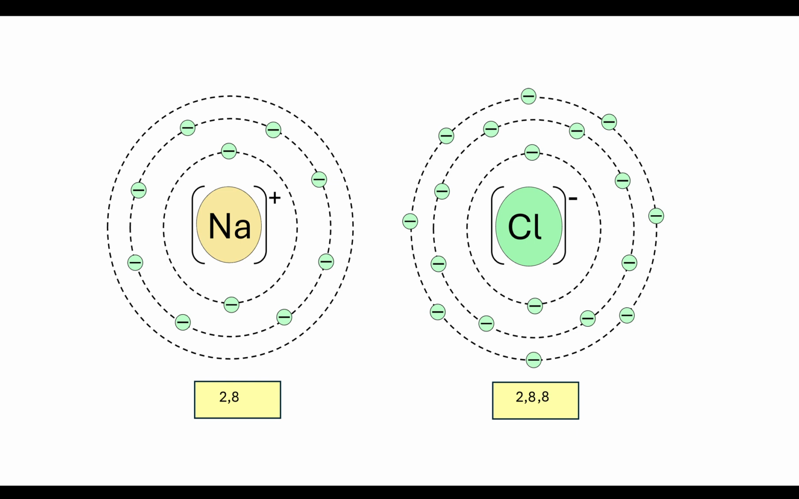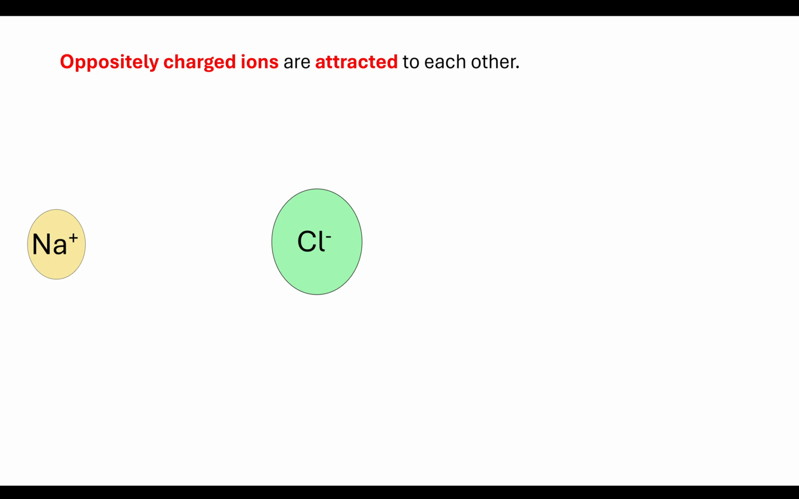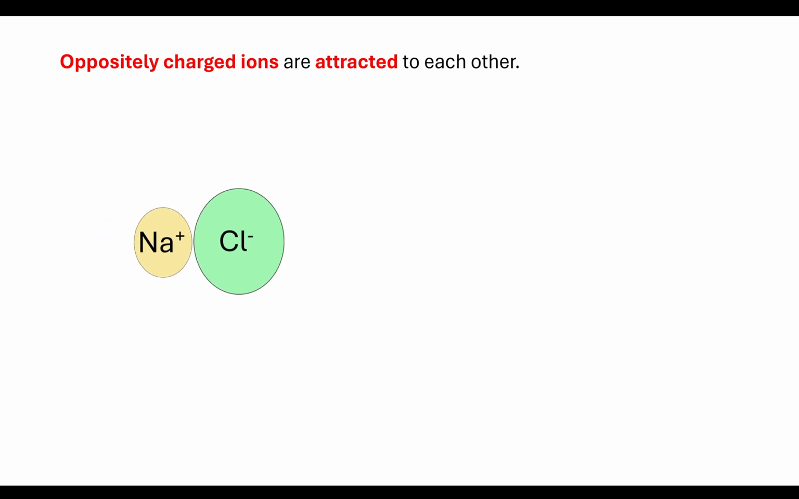Now the chlorine actually gained that electron, so instead of it having 7 on its outer shell, it now has 8. So if we looked at the number of protons inside the nucleus compared to the number of electrons, there is 1 extra electron compared to the number of protons. So therefore the chlorine ion has got a negative charge. So we now have 2 ions which are oppositely charged.